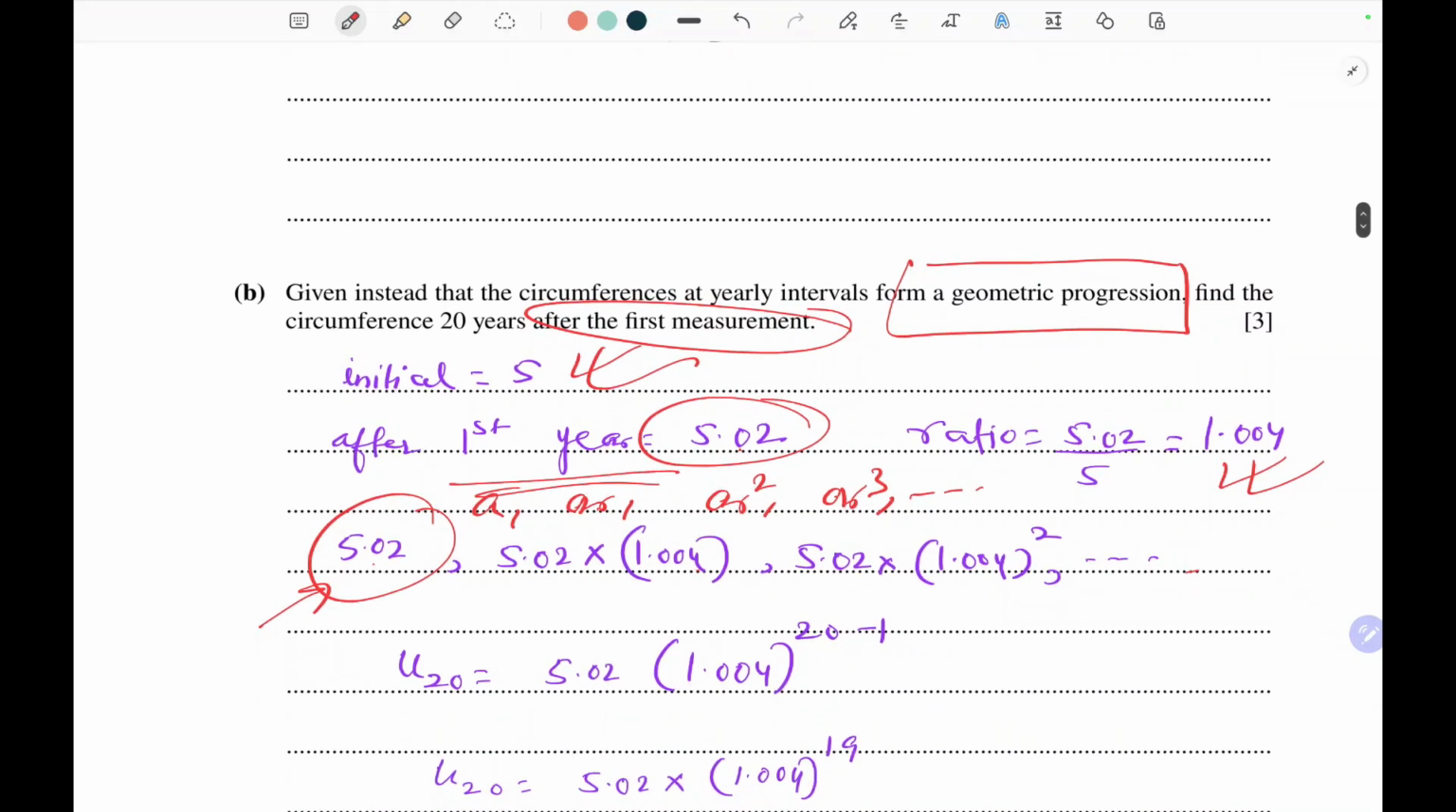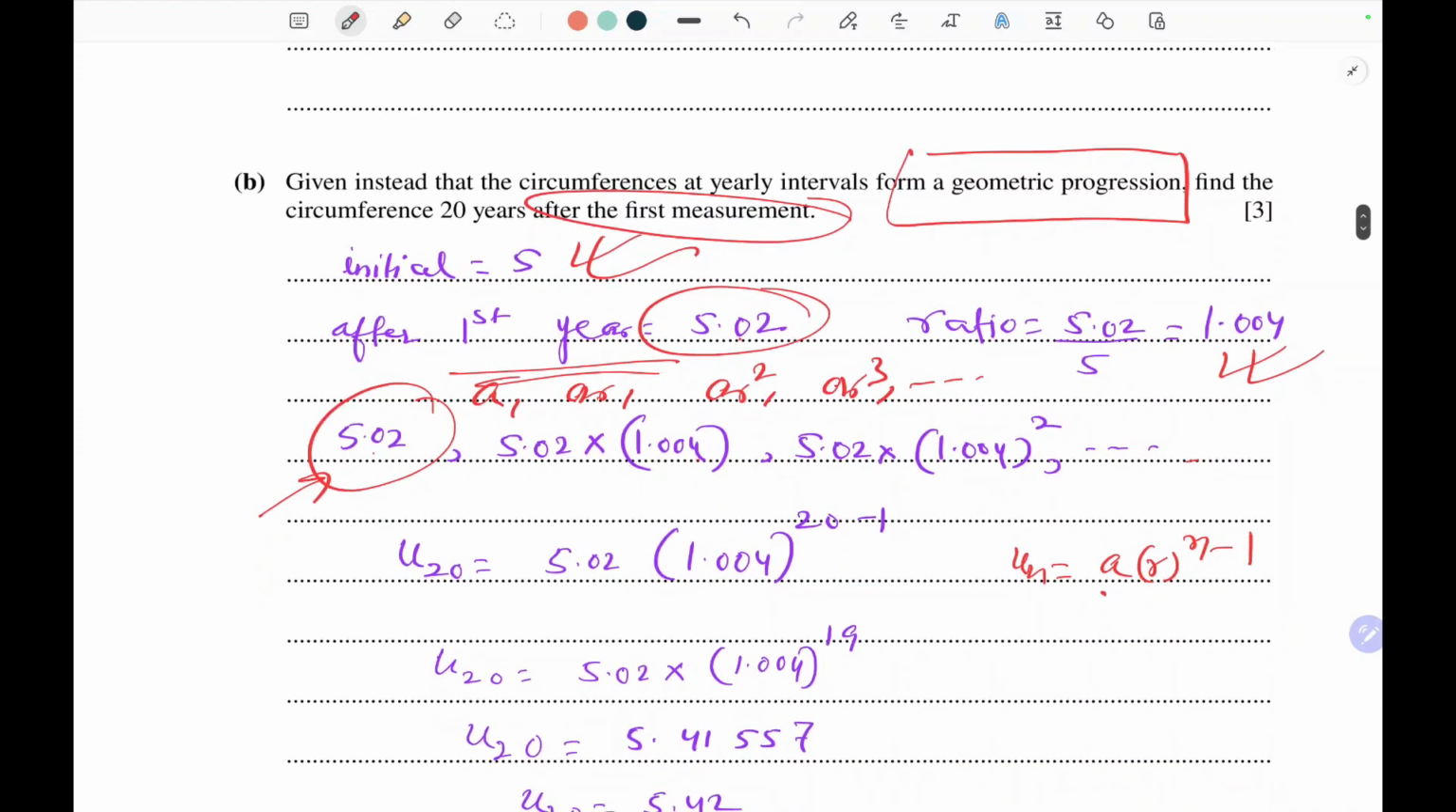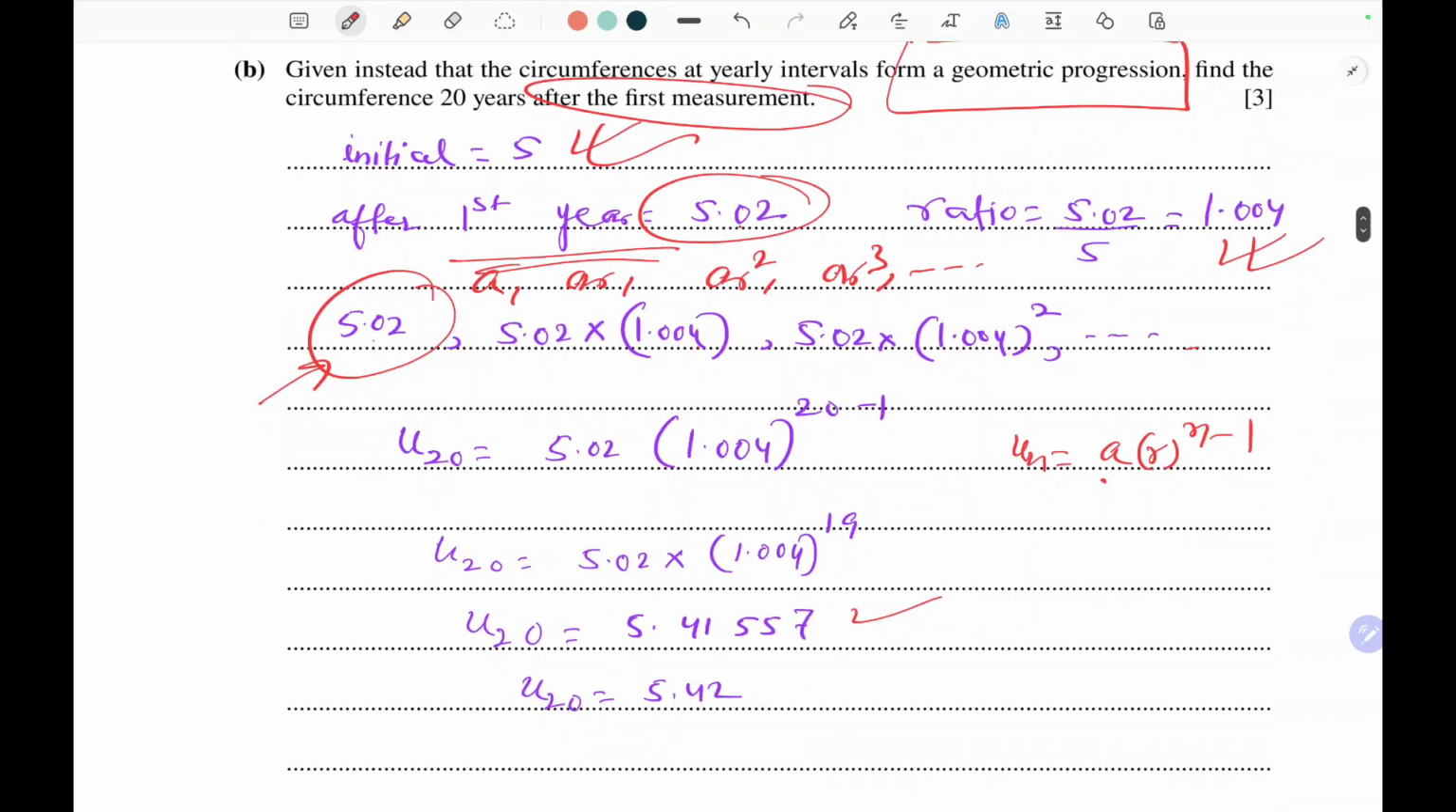Now we have to find the 20th term. So U20, here also we know this formula, A times R to the power n minus 1. So 5.02, because this is your A, and R is 1.004 to the power n minus 1, that's 20 minus 1. So 5.02 times 1.004 to the power 19. Just calculate, you will get 5.41557, which is 5.42.